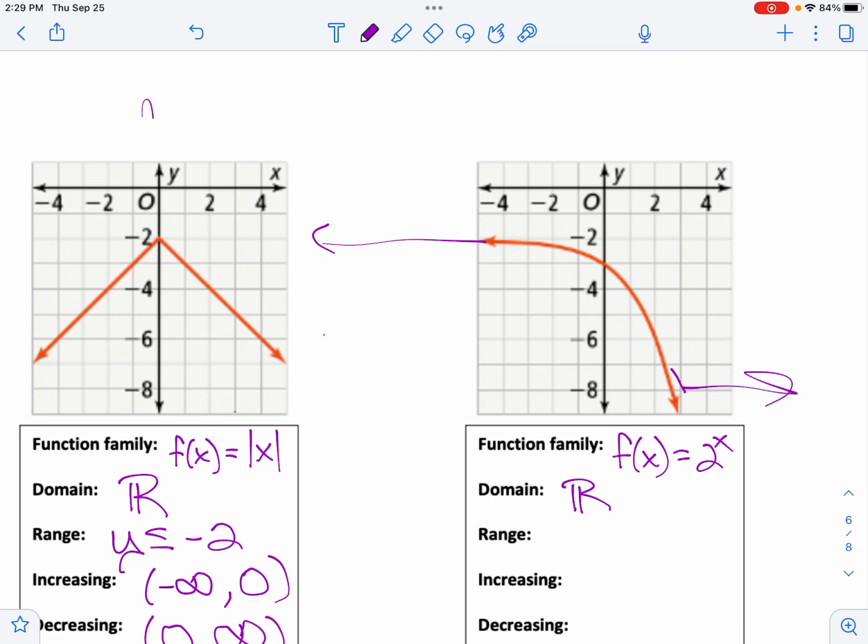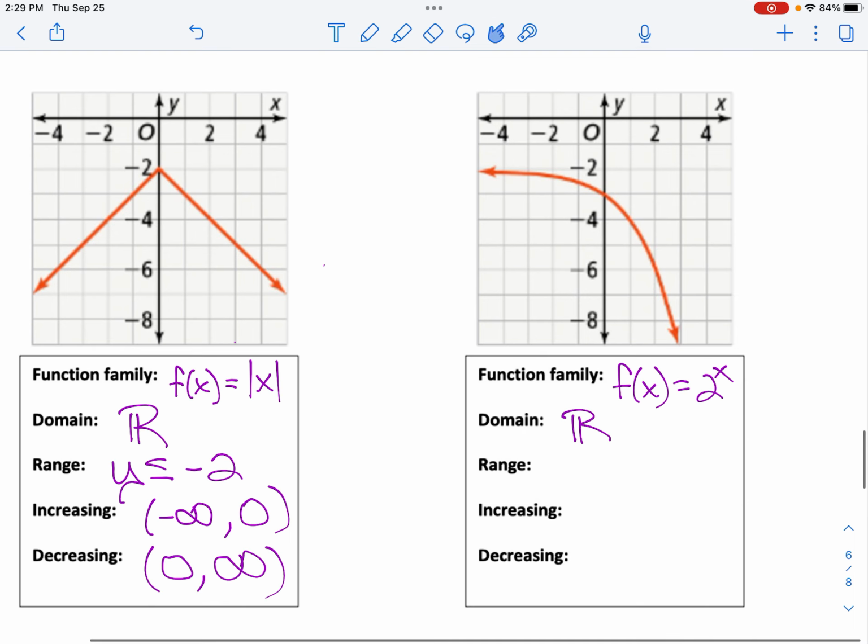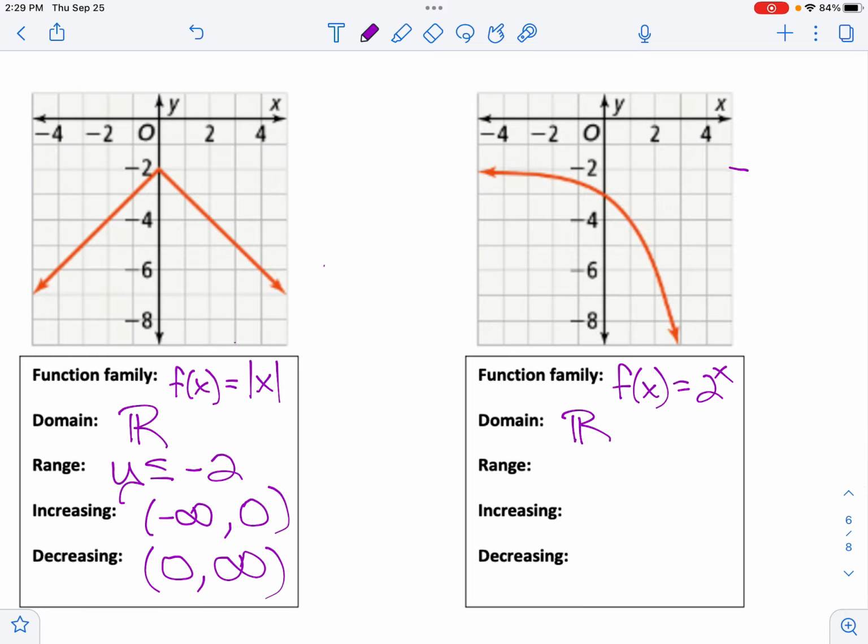My range, so you'll notice it doesn't get any higher than this. Exponential functions curve and they kind of flatline. They are getting close to this straight line, but they never actually reach it. And that's -2. So this would be y is less than -2, not less than or equal to -2. It never actually reaches that spot.